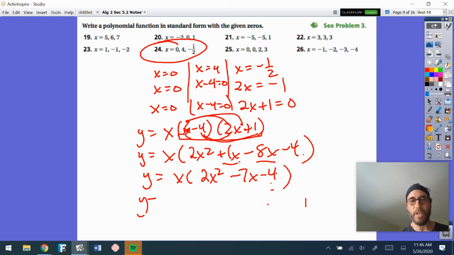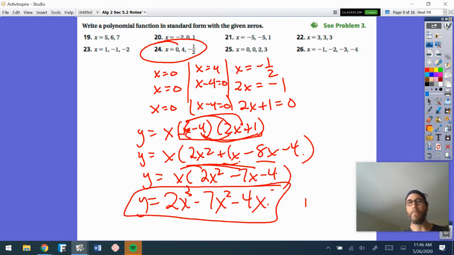So it's y equals. I'm just going to share that x 1, 2, 3 times. And I get 2x cubed minus 7x squared minus 4x. Problem is done. That's it. And if you have 4, it's just going to take you that much longer, but it's that much more fun.